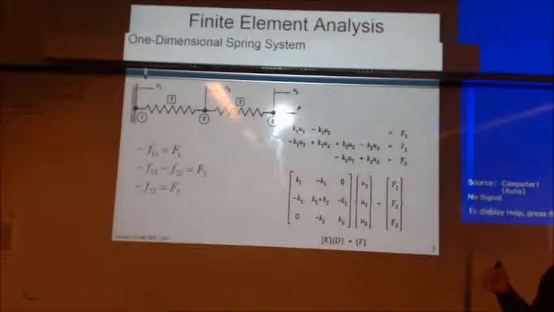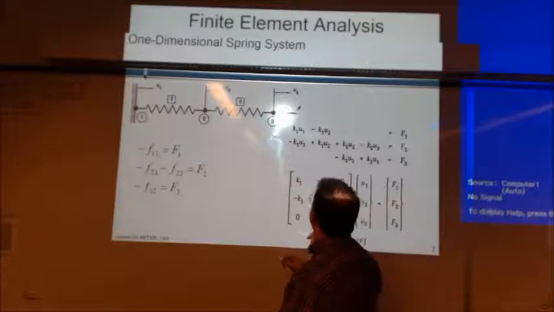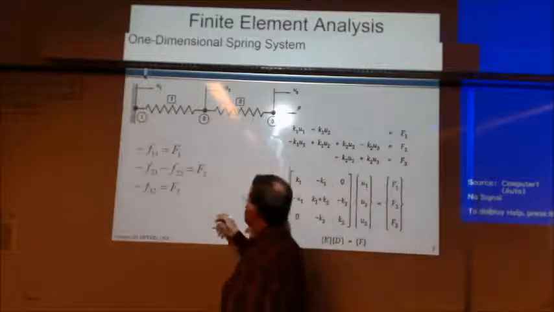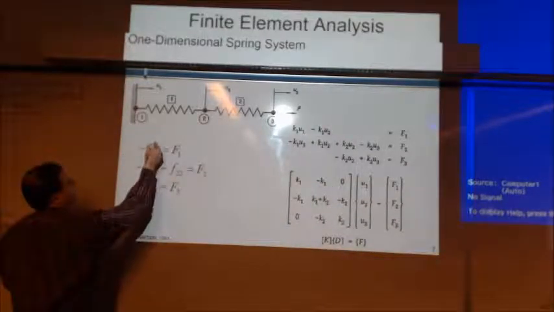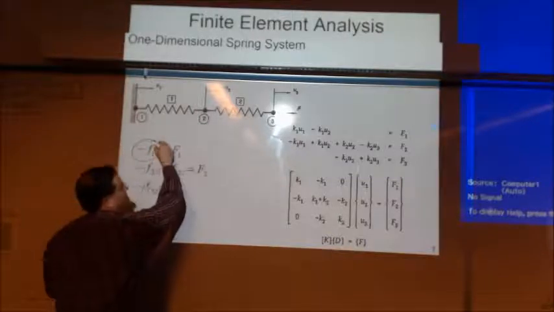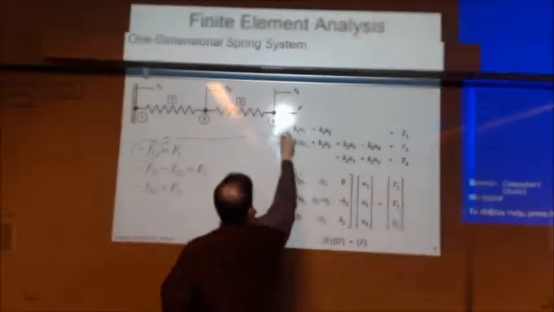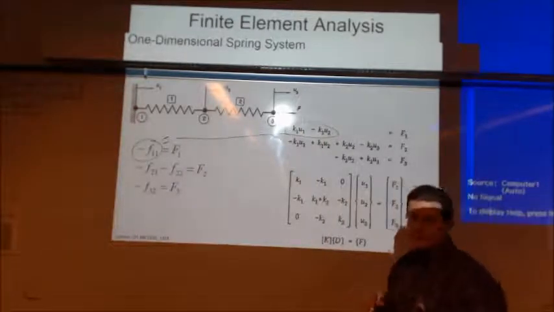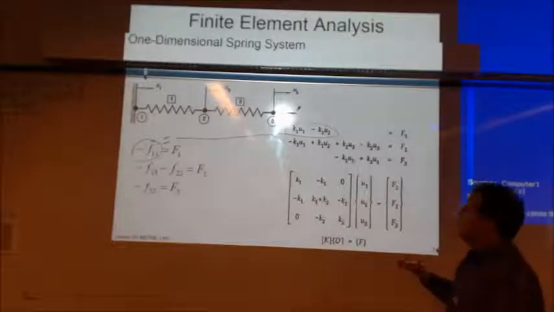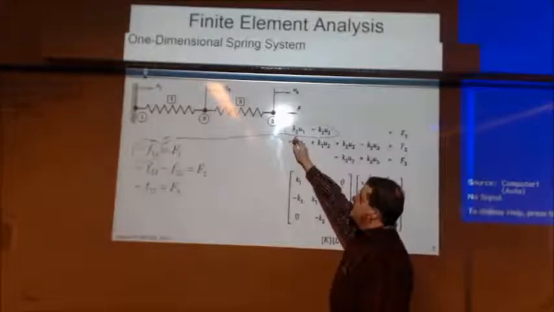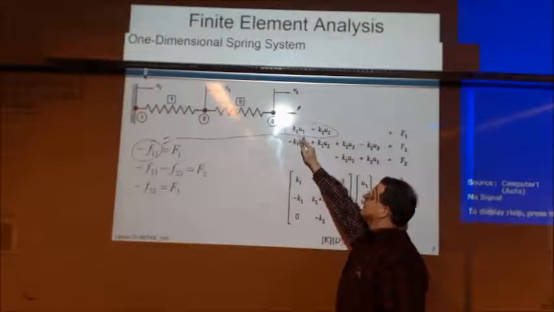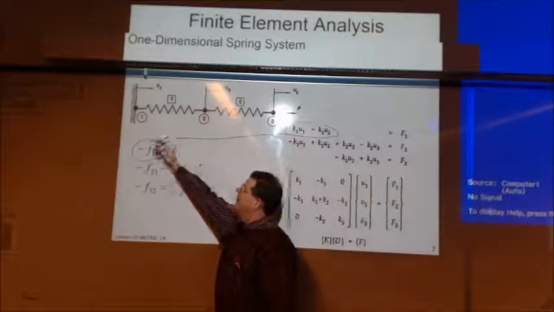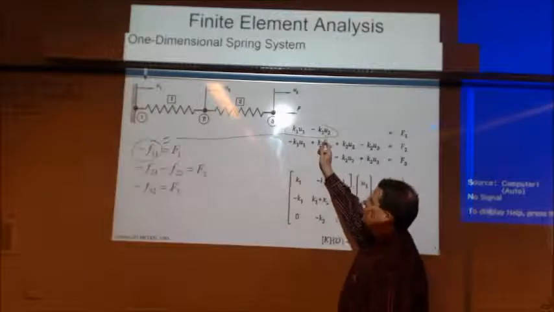No. Where are we starting? How can you have K1 and K1 on the top row? Wouldn't they have to combine to the top left cell of the matrix? Well, this K1 is the element 1 spring constant. And this is still the element 1 spring constant. This is the displacement at node 1. And this is the displacement at node 2.